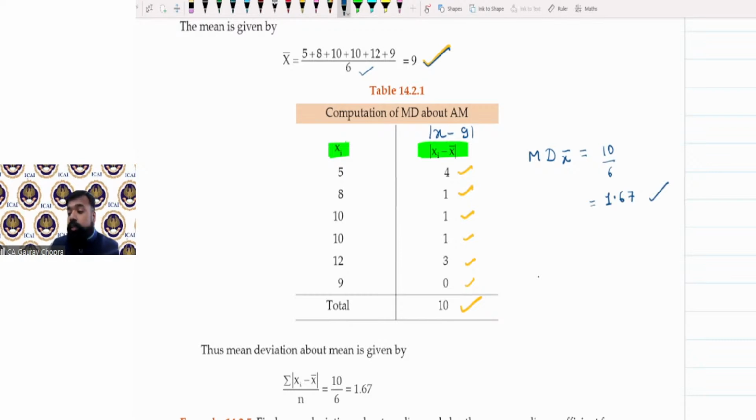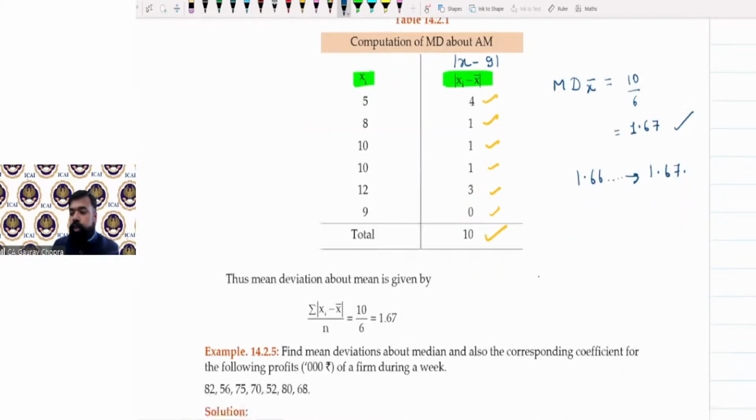Then Aditi is saying it is 1.66. See, when it is 1.666, you have to round off into 2 digits. So after rounding off, it will become 1.67.